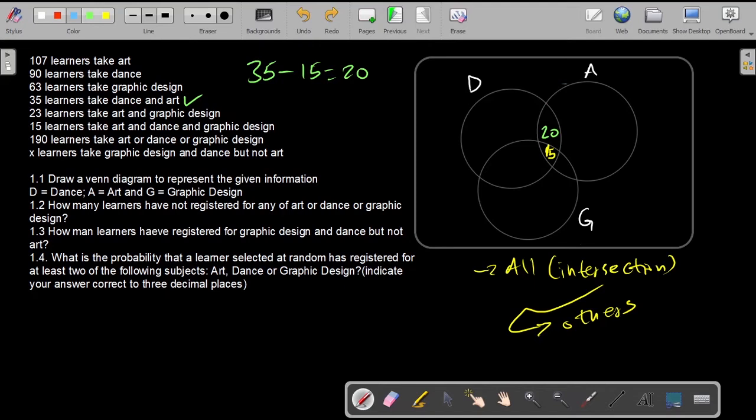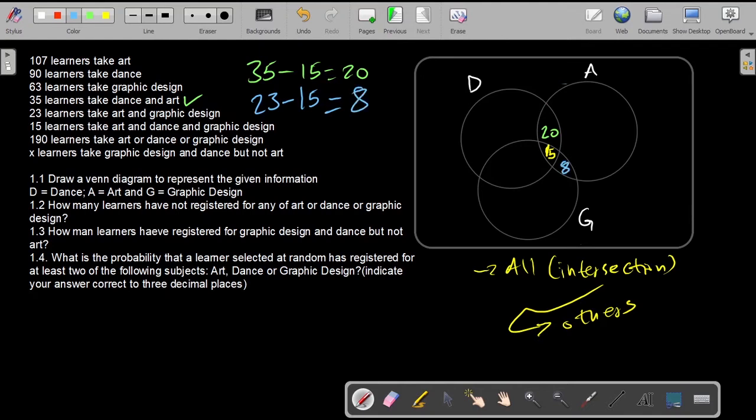So art is over here, graphic design is over here. So this portion where we have the intersection of art and graphic design also includes the intersection of all three, and it has to add up to 23. So we can find the other value which remains over there by just saying we expect our total to be 23. We currently have 15. So what should we put there? And the answer is 8.